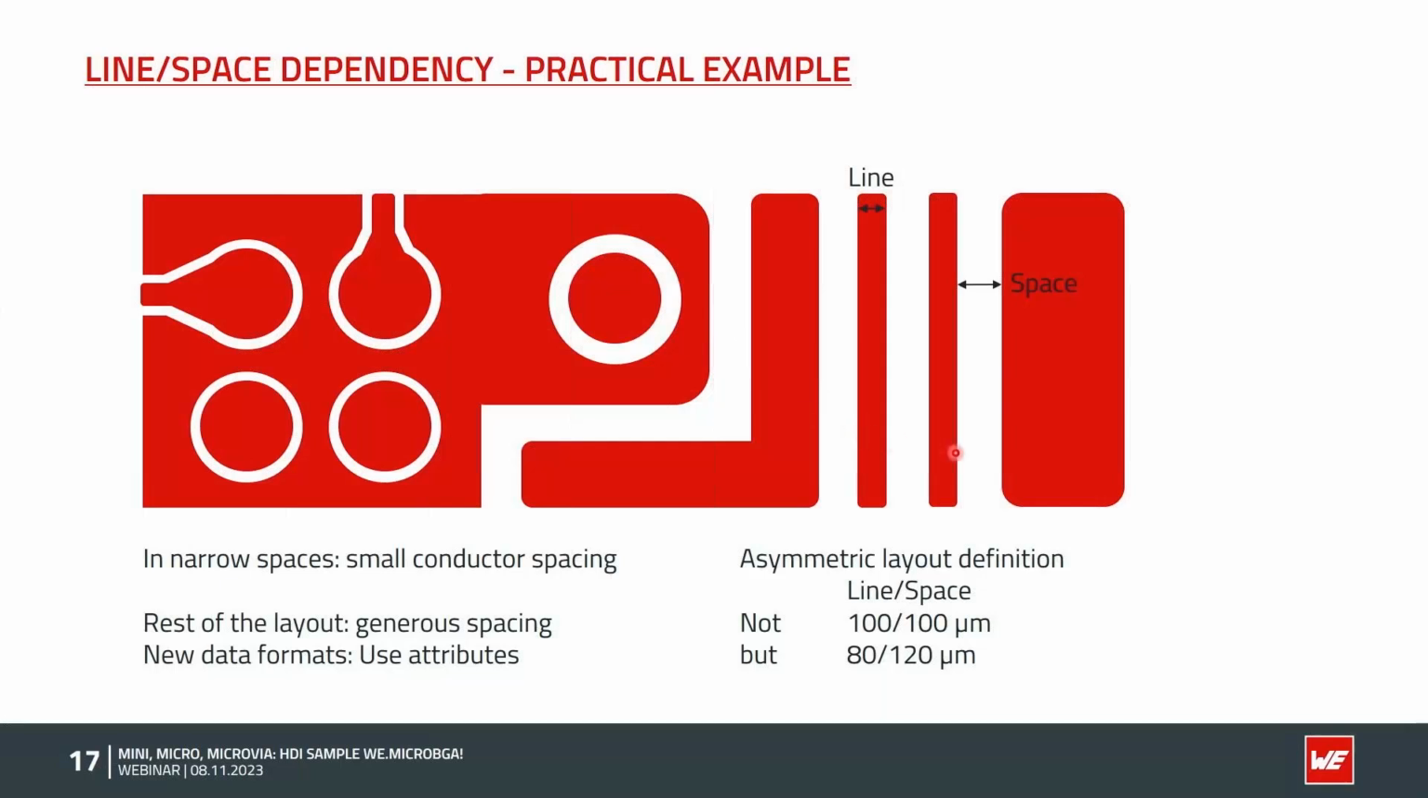Another idea would be asymmetrical layout definitions. Very often we use symmetrical definitions like 100 microns line and space. But on the same space, I can do 80 micron line and 120 micron space. This will be beneficial for the production, affects the yield, and will affect the cost, with no disadvantage in the price in the layout. You need the same area for your layout with a better yield.